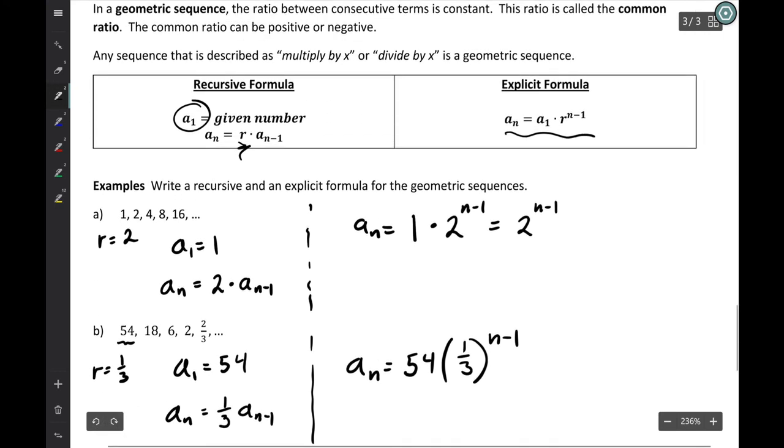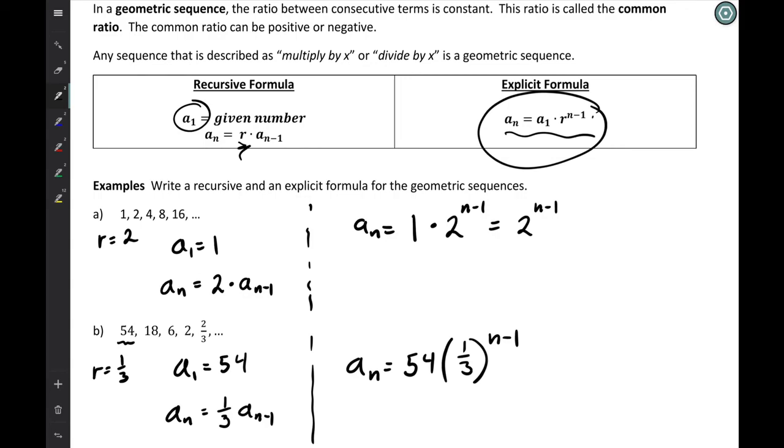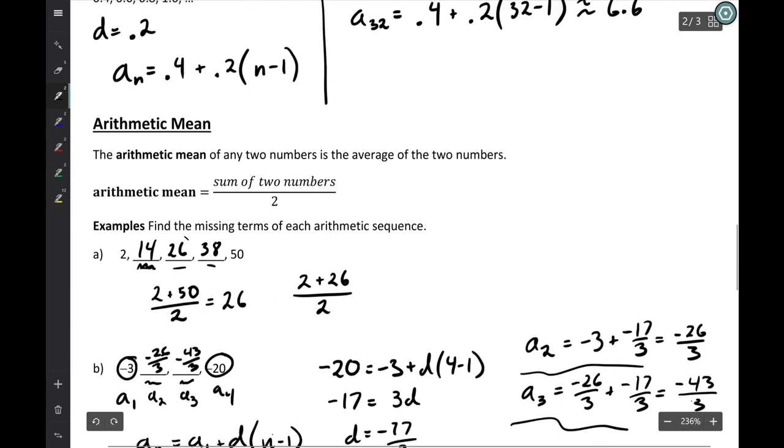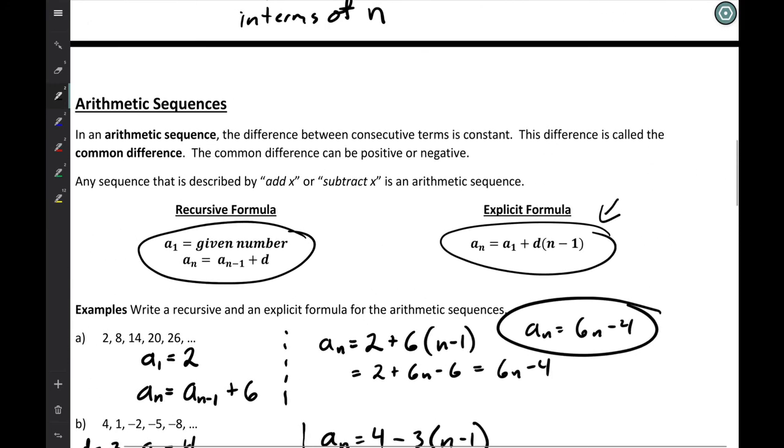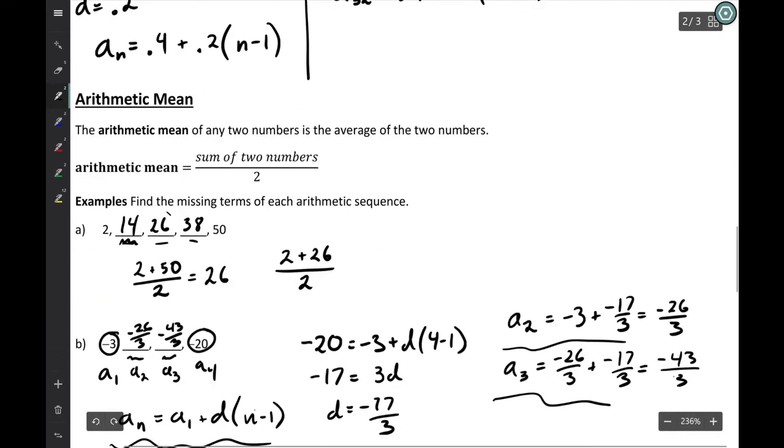So you have two formulas so far that you have to remember. The recursive thing you don't really need to remember, you just need to understand. But the explicit formula here and the explicit formula up here. I got two arrows, but you know what I mean.